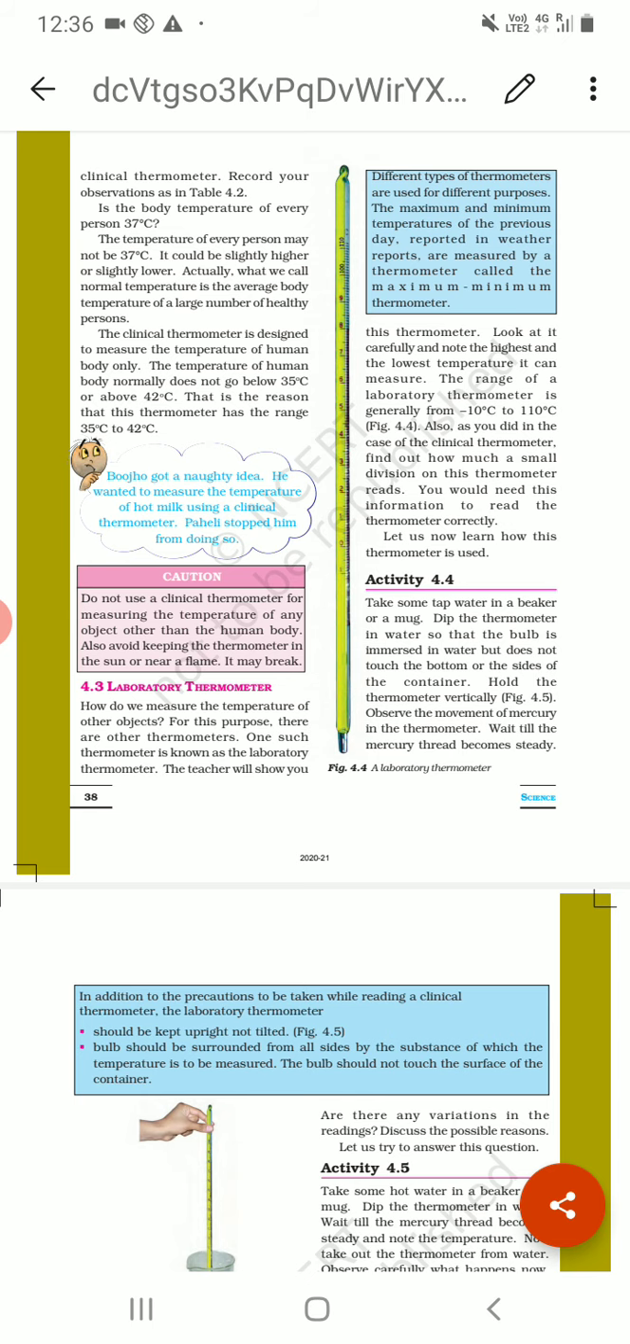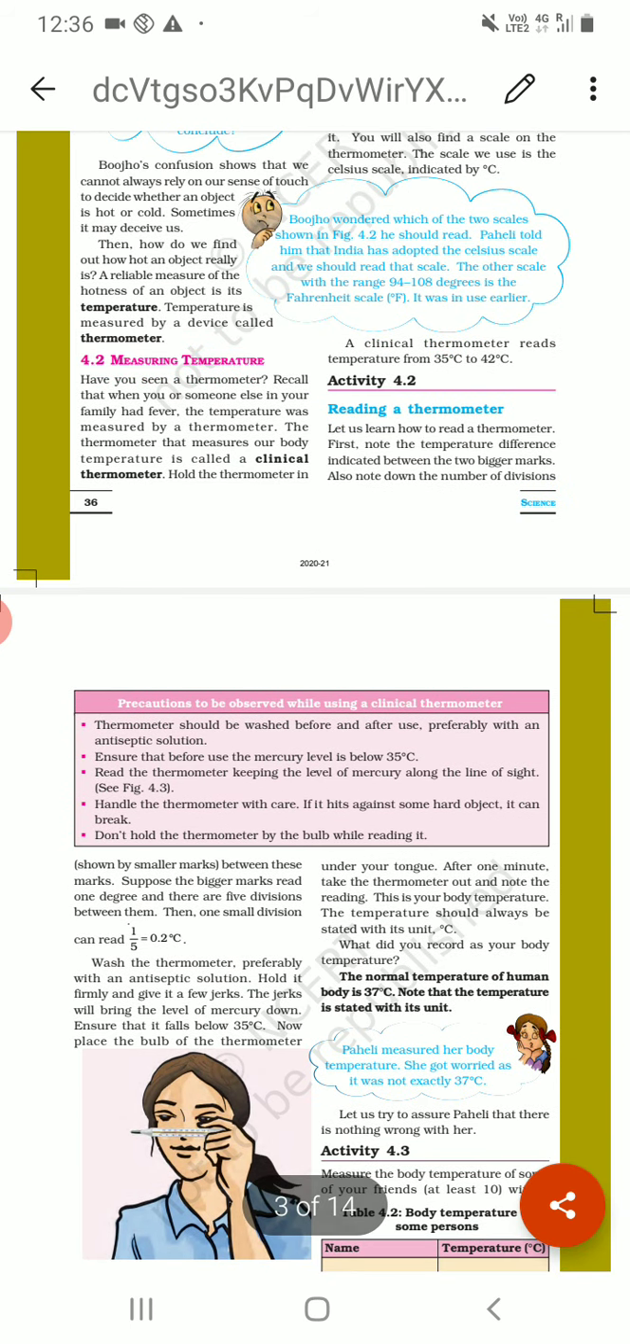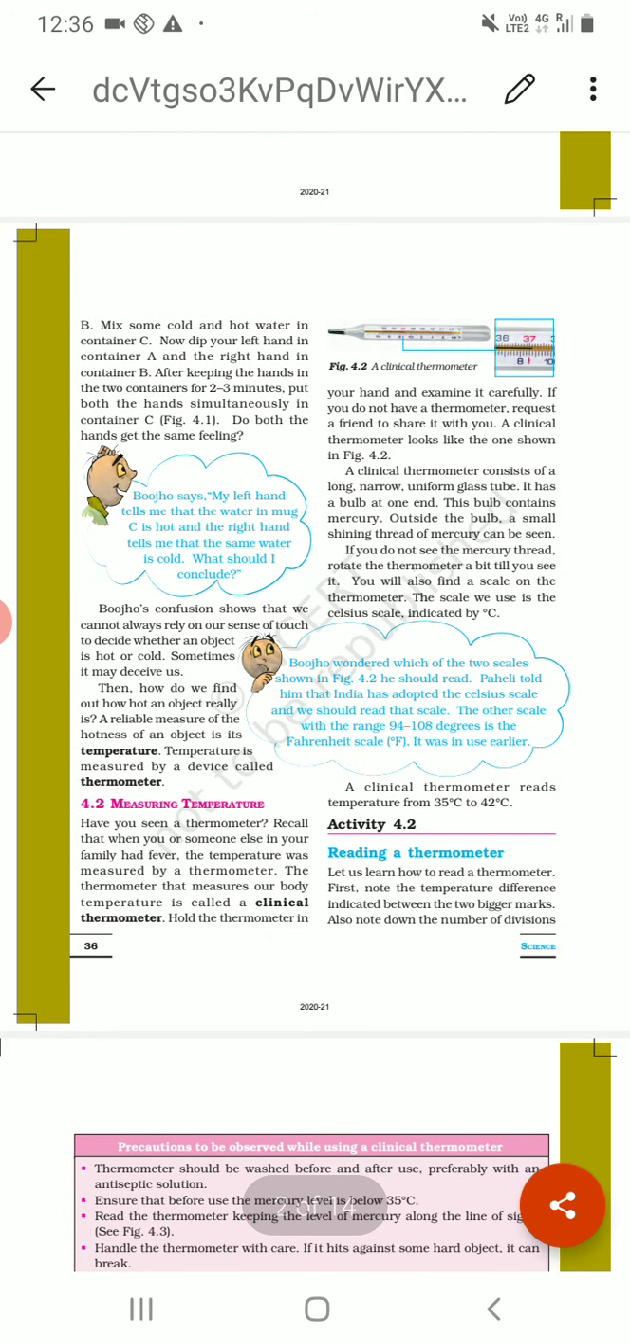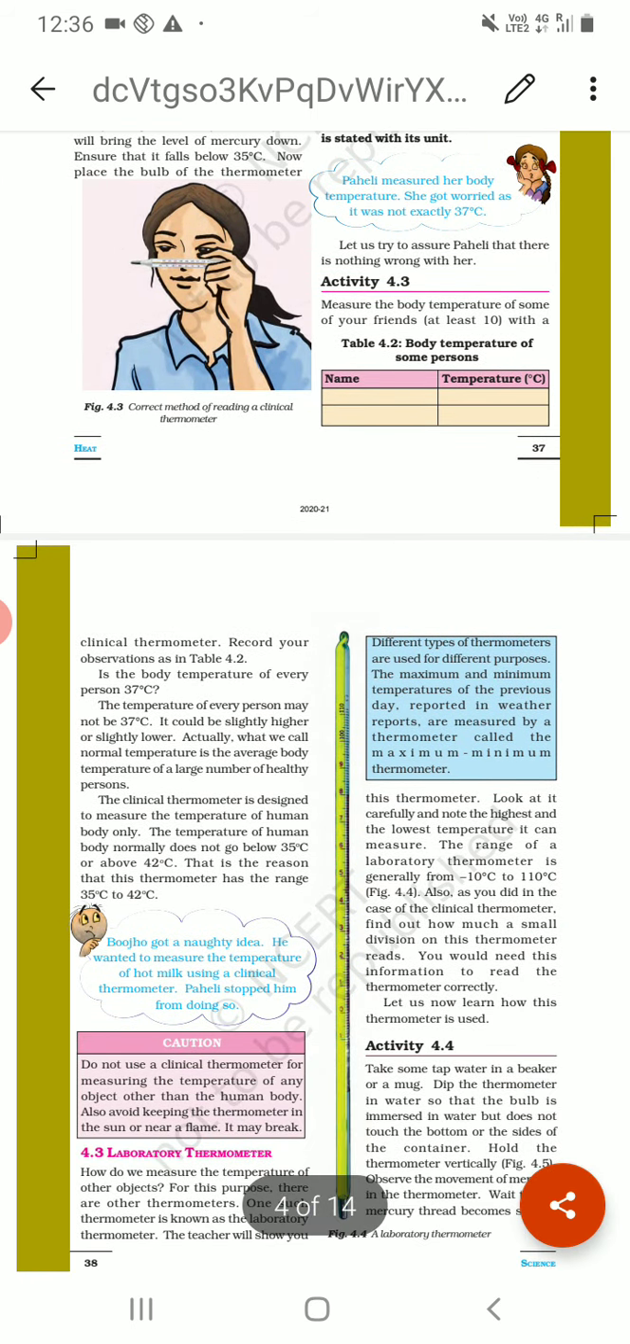So, yesterday we studied what is heat, measurement of temperature, what is temperature, and reading a thermometer. Okay.